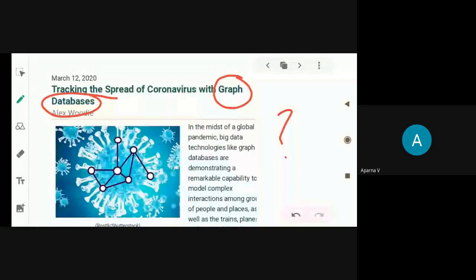So, tracking spread of coronavirus with graph data. This is a paper published by Alex Woodall, and many other papers are coming in. This is the paper published on March 12, 2020, after the spread of coronavirus. So research using graph databases is an area where several software tools are coming in. Easy methods are to be designed. Fast and quick algorithms are to be found out. So there also there is major scope for research, graph databases.